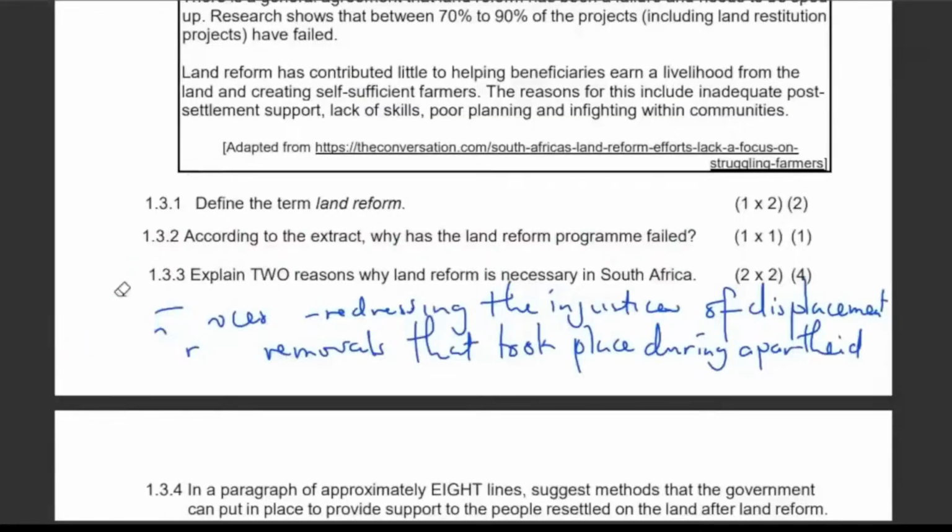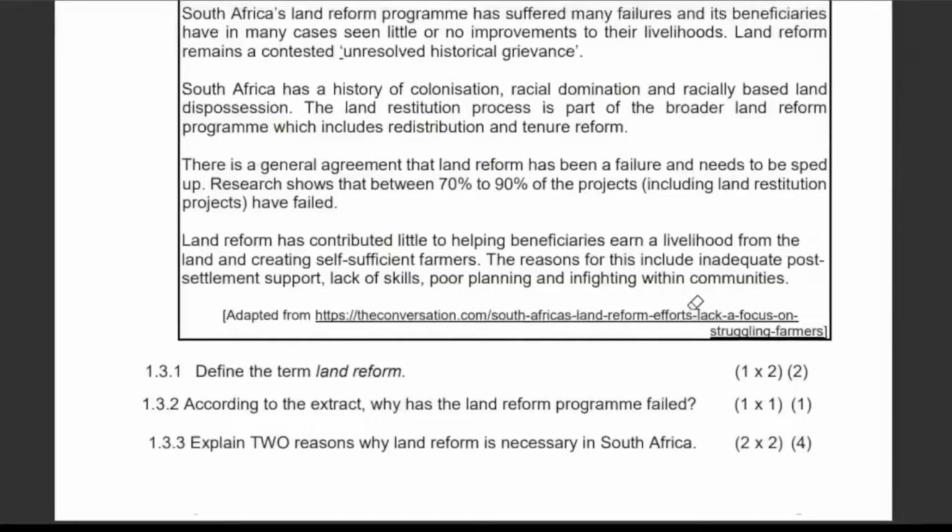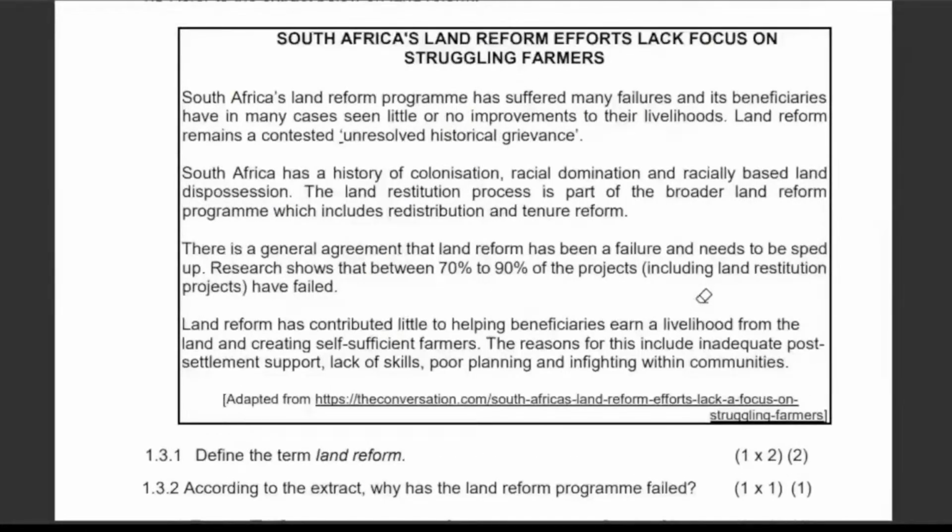According to the extract, why has land reform program failed? Right, we need to go to the extract and check for evidence which suggests why the land reform has failed. Why is the government failing to redress the injustice of the past? Right, we are seeing that it is saying South Africa's land reform program has suffered main failures. It's guiding us that way. What are the failures? Its beneficiaries have in many cases seen little or no improvements to their livelihoods. This is a failure. Beneficiaries of the land reform have in many cases seen little or no improvements to their livelihoods.